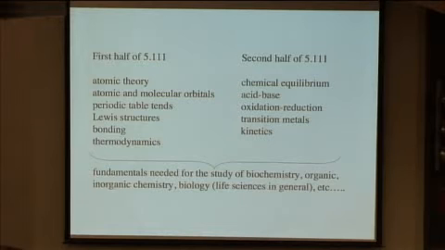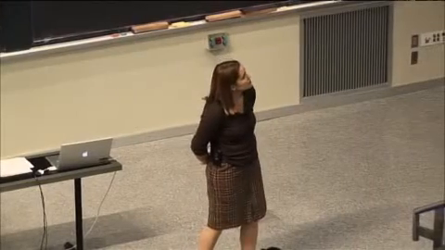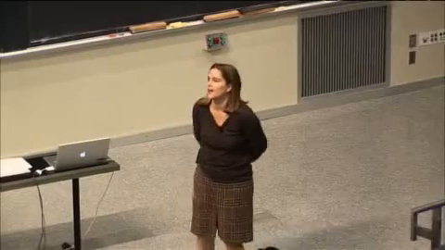So the first half of the course are a lot of basic principles. And we're moving today into chemical equilibrium, so a lot more delta G's, delta H's coming on. And then we're going to move into acid-base, which is acid-base equilibrium. So we're not going to be leaving equilibrium or thermodynamics. Then we're going to go into oxidation reduction, which is also about equilibrium. And then transition metals and end with kinetics. And so these all together represent the fundamentals needed for the study of biochemistry, organic chemistry, any kind of chemistry, biology, the life sciences, many things. So you're getting all the fundamental principles of chemistry in this class.